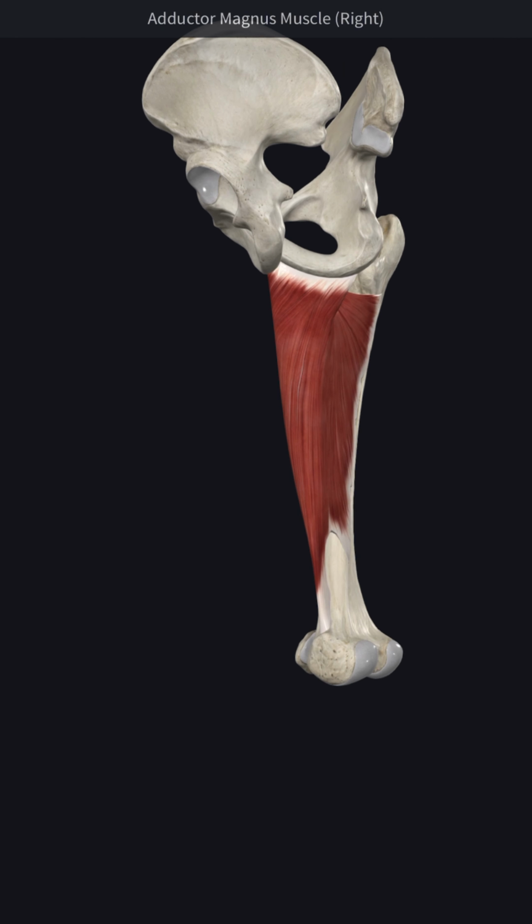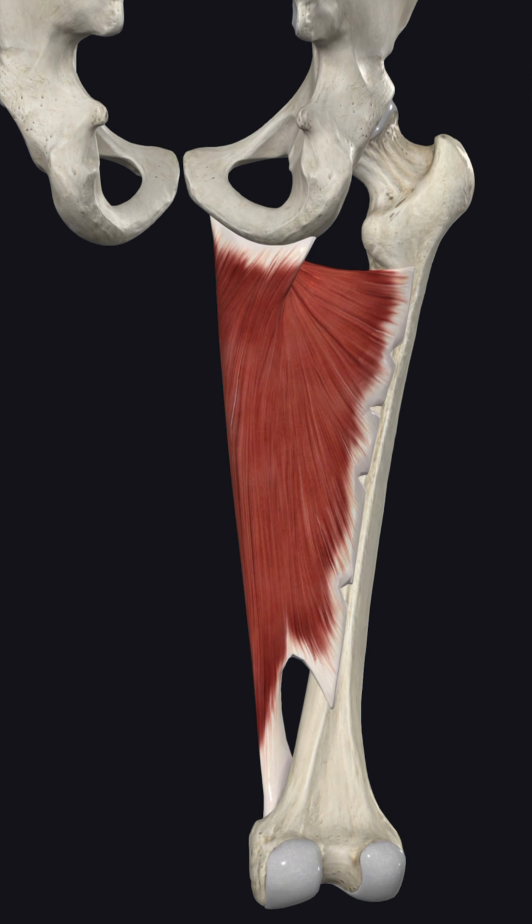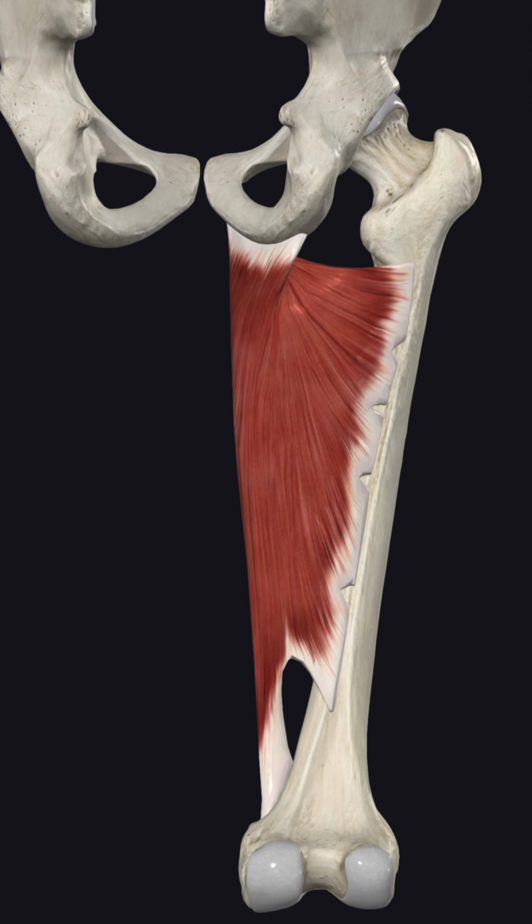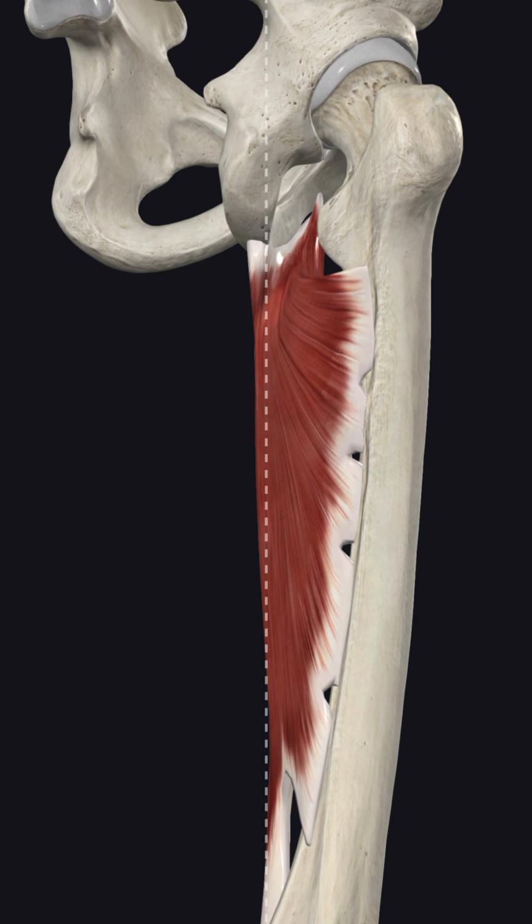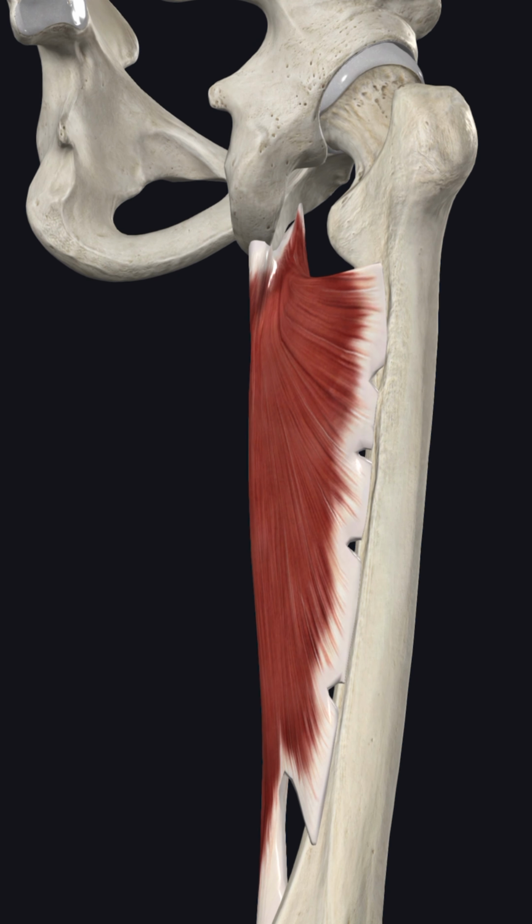And lastly, we have the adductor magnus, which may have a more direct impact on the posterior tilting of the hip. Because of how it attaches to the femur and the hip, you can see how tightness here could cause your hip to be pulled backwards in the bottom of a squat.